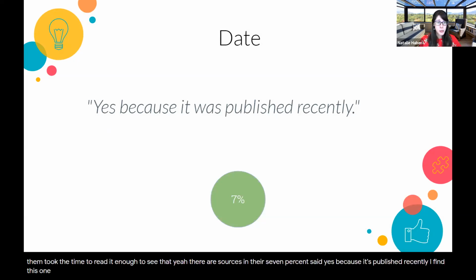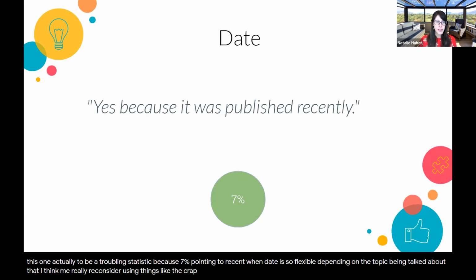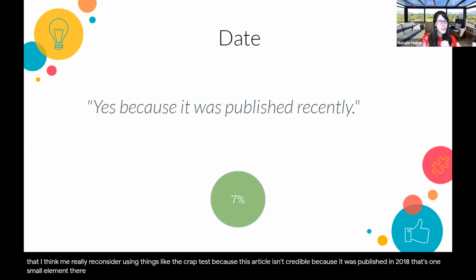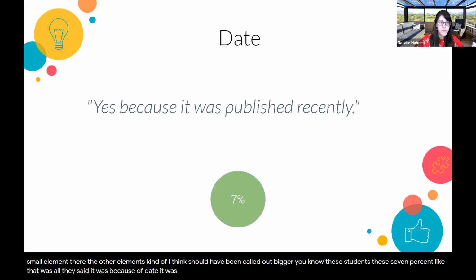7% said yes, because it's published recently. I find this one to be a troubling statistic, because 7% pointing to recent, when date is so flexible depending on the topic being talked about, does make me really reconsider using things like the CRAAP test, because this article isn't credible because it was published in 2018. That's one small element. The other elements, I think, should have been called out bigger. These 7%, that was all they said. It was because of date, it was recent.